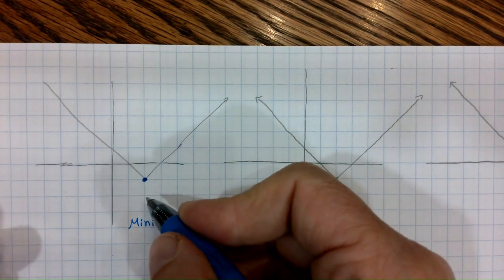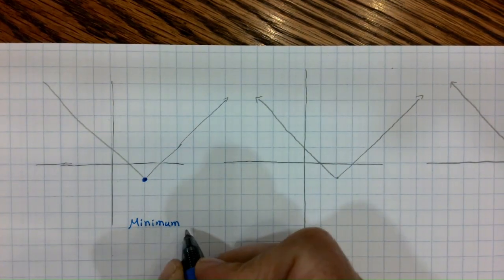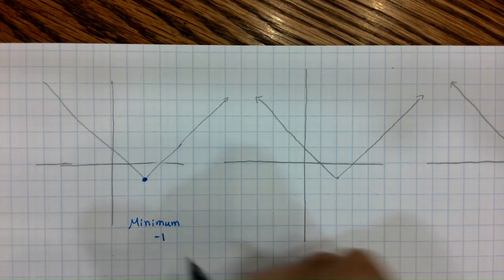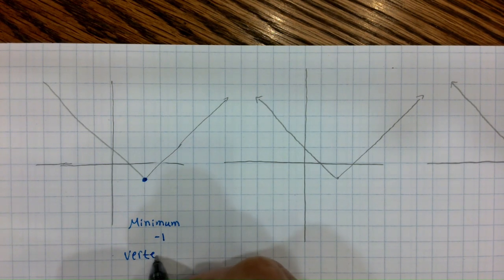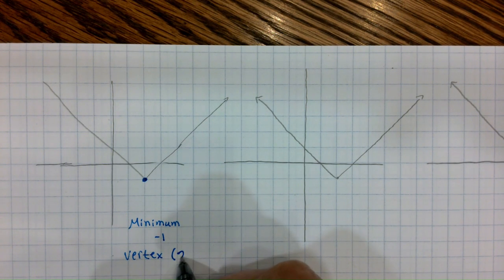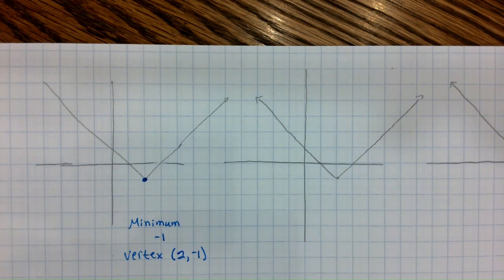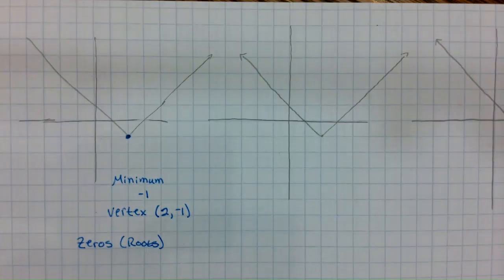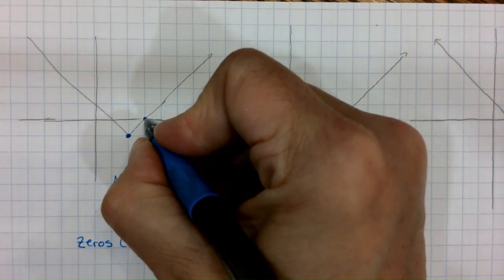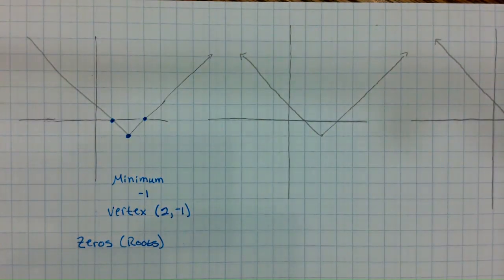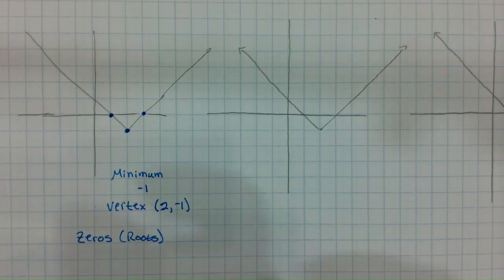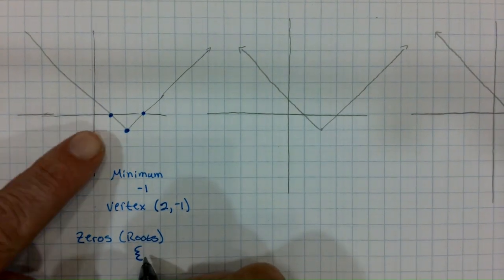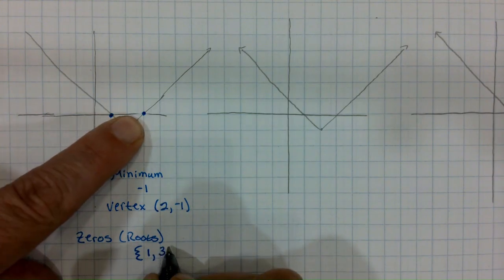How low does it go? Well, it goes down 1 below. So the lowest point is a value of -1. And that happens to be at our vertex, which is the ordered pair (2, -1). The other thing that we can clearly see here is sometimes they'll ask you for the zeros or the roots. Okay, zeros or roots. These are actually just your x-intercepts. If they ask it in the term zeros or roots, we're just going to list the x value. So it's the set of all numbers, 1 and 3.